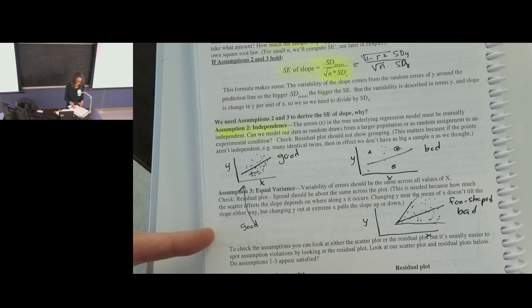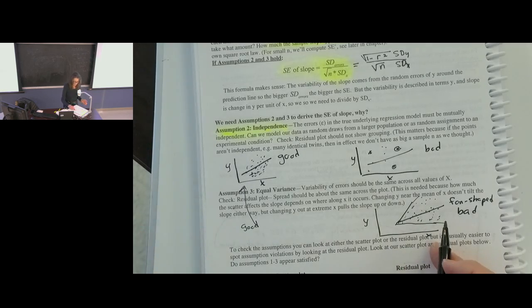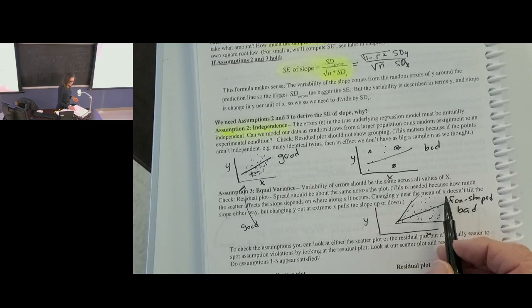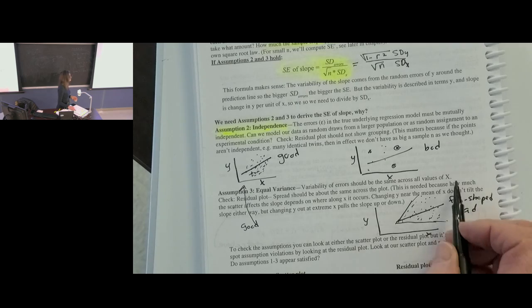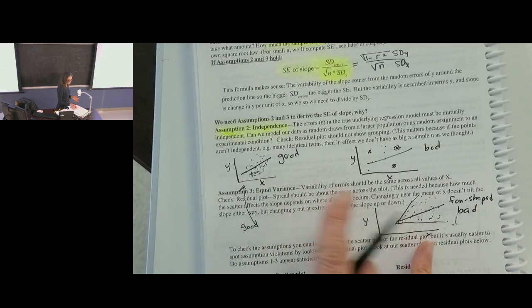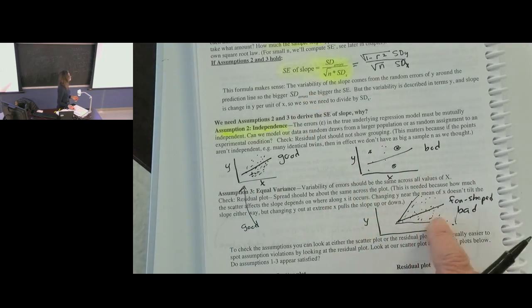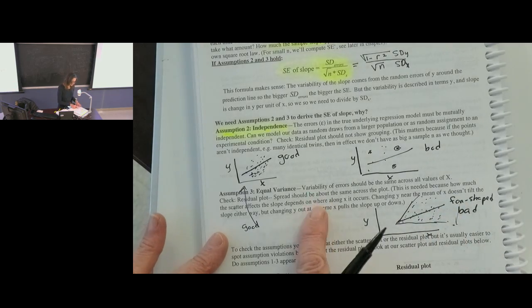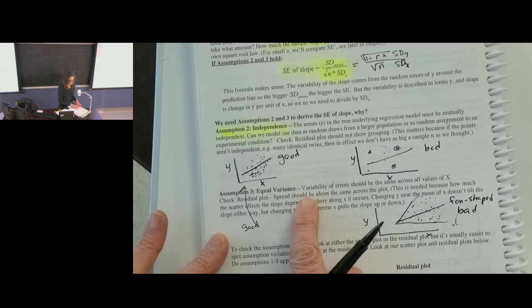And it's bad because, think about how the scatter affects the slope. Changing y in the middle doesn't affect it nearly as much as, like a seesaw, changing it at the ends. So if you have something like this, you can't get a good standard error because you don't know how much change is happening along the way. So you really need to have pretty equal variability.